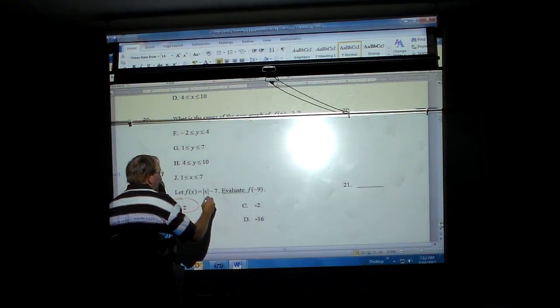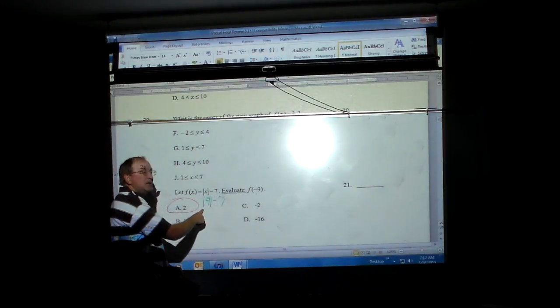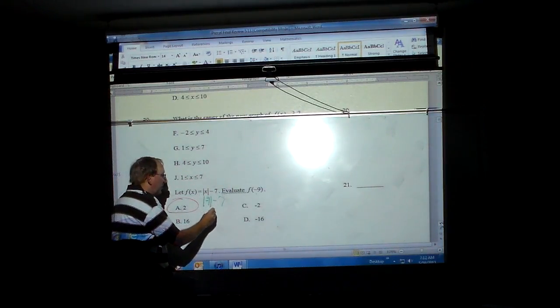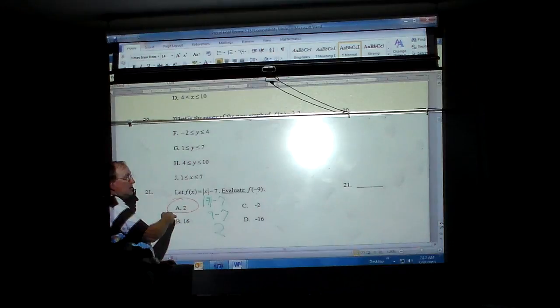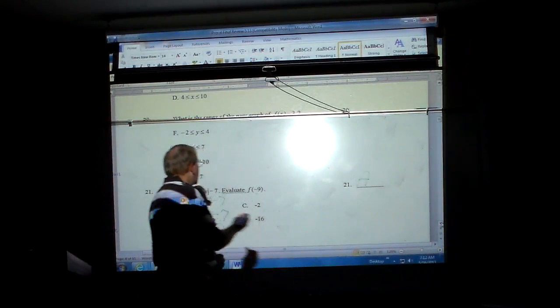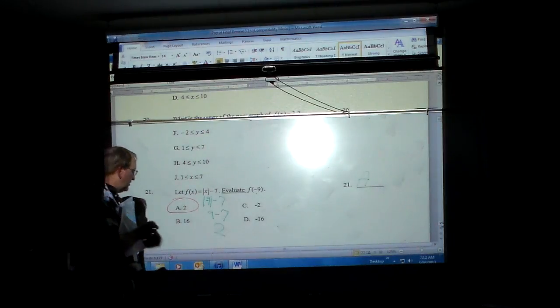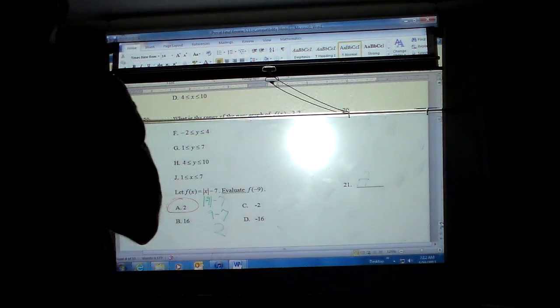If I do the absolute value of negative 9, right in here, minus 7, all this means is if it's negative, you make it positive. And if it's positive, it'll stay positive. And what is 9 minus 7? 2. And the answer is letter A. The biggest thing I'm testing there is do you still know about functions, plugging it in, and do you recognize that absolute values will do that.